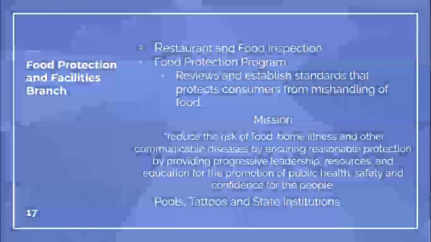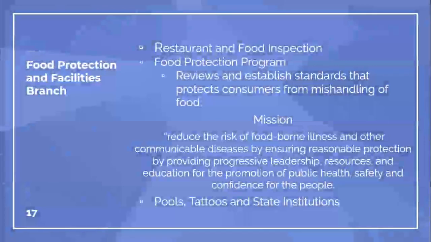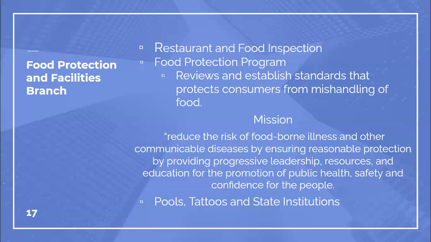So starting off with the Food Protection and Facility Branch, which most people understood as the food inspector. Under this branch, they created the Food Protection Program, where they review and establish standards that protect consumers from mishandling of food. The mission statement of this program is to reduce the risk of foodborne illnesses and other communicable diseases by ensuring reasonable protection, by providing progressive leadership, resources, and education for the promotion of public health, safety, and confidence for the people.